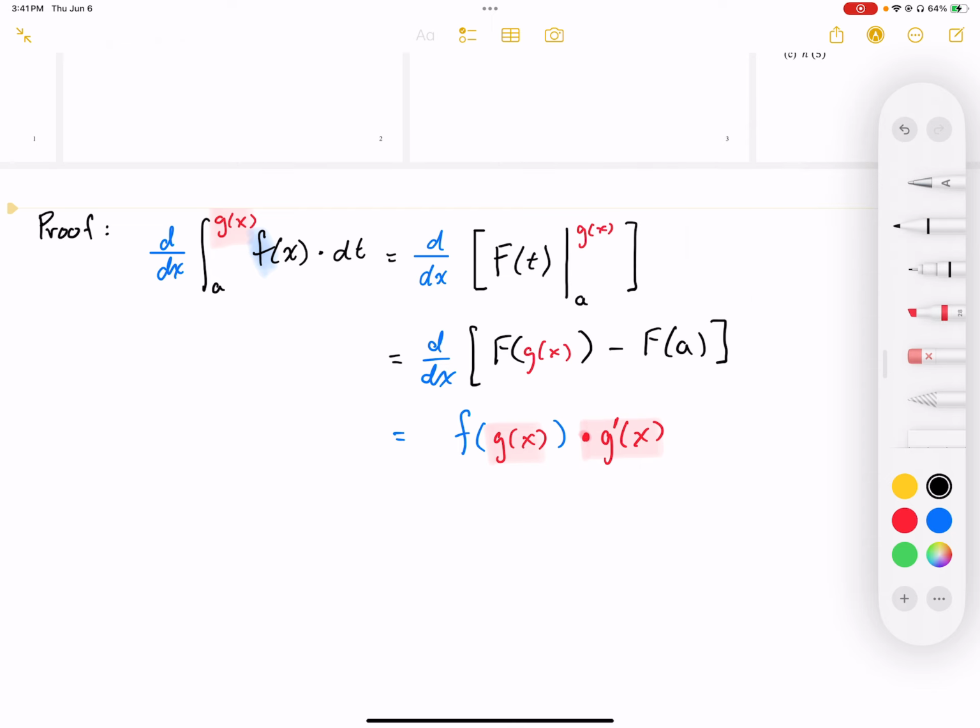I'm just cleaning that up here. There's a typo here. That should be t here. Okay, so there it is. There's the proof of why we need to apply the chain rule and multiply by g prime at the end.